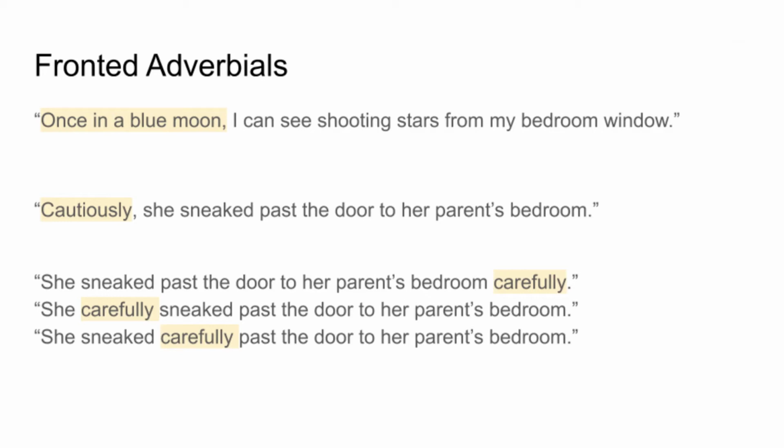Why not just put the adverb at the end? She sneaked past her parents' bedroom carefully. Or in the middle, she carefully sneaked past her parents' bedroom. Have a look at the 3 sentences. What do you think the differences are? Why might an author choose one over the other?